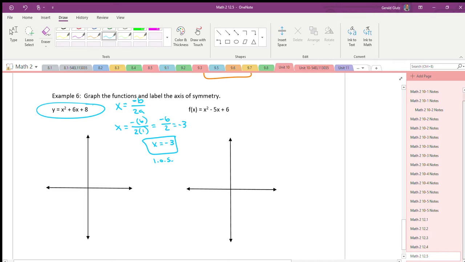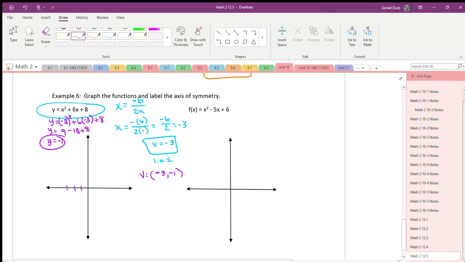Now I need to find the vertex because that's where I'm going to start the graph. So the vertex is going to be negative 3, comma something. To figure out the y value, I plug in negative 3. So y equals negative 3 squared plus 6 times negative 3 plus 8. Negative 3 times negative 3 is 9. 6 times negative 3 is negative 18. And then plus 8. When I add all these together, 9 minus 18 is negative 9, plus 8 is negative 1. So negative 3, negative 1 will be the vertex.